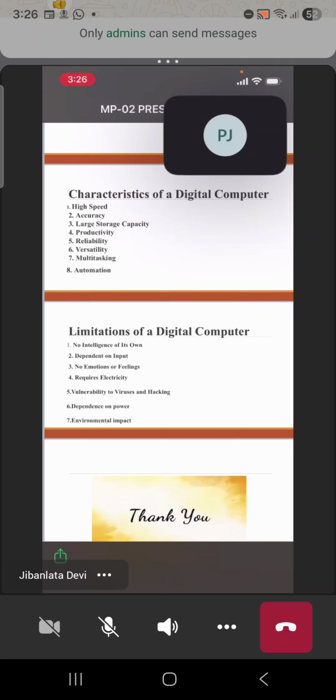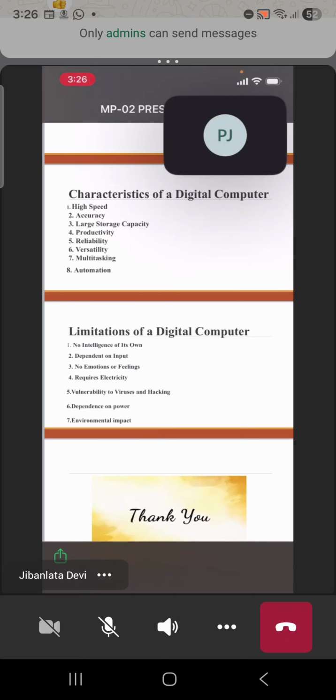The fifth one is reliability. It gives consistent results. If we feed the correct data, then it gives consistent results. Whenever we require, we will get the same results.